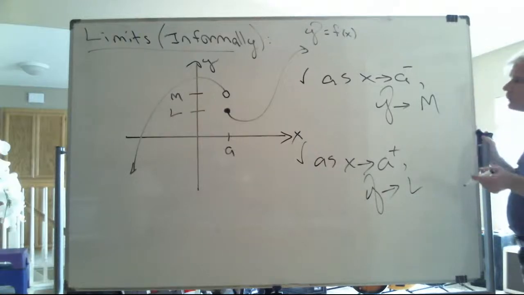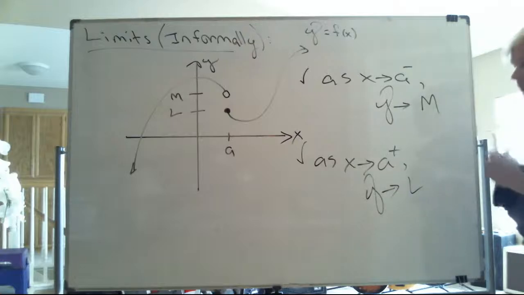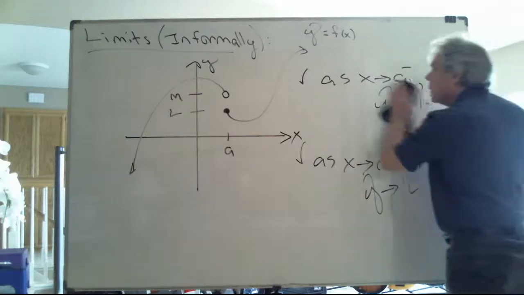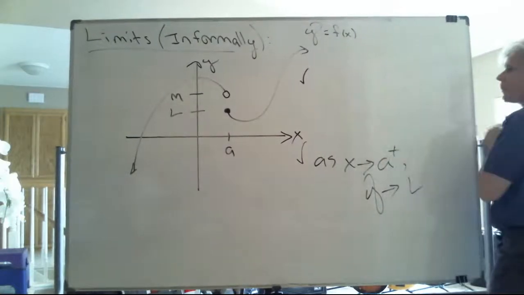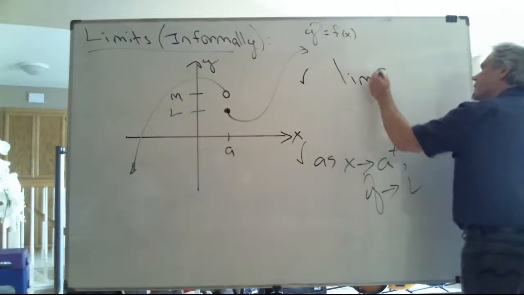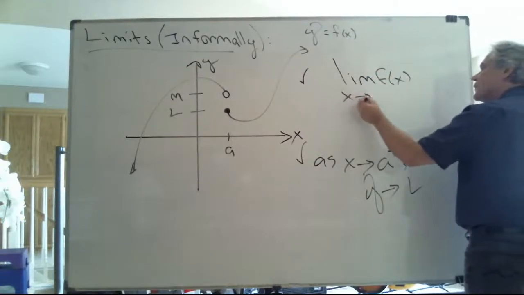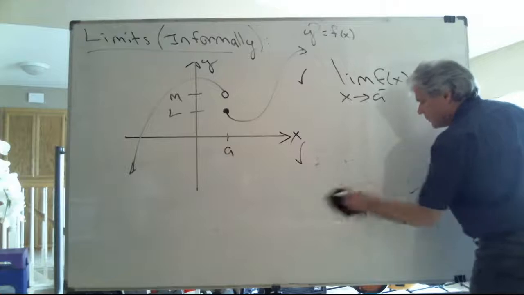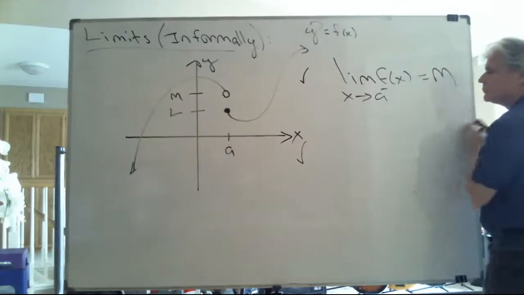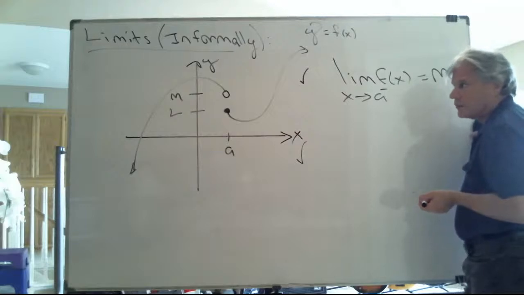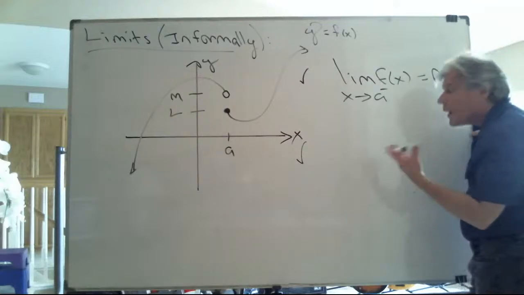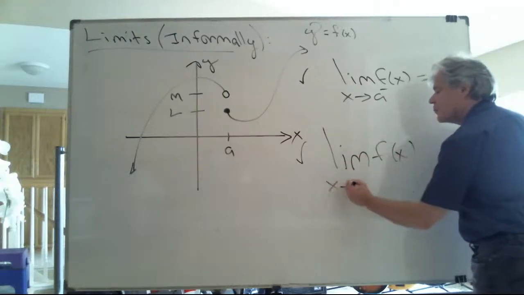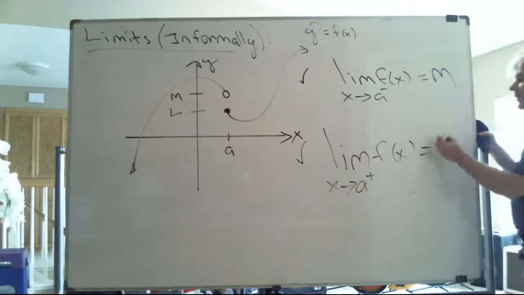But I don't like the notation, so I'd like to tie up the notation a little bit tighter. Instead of writing all this out, I will equivalently say that the limit of f of x as x approaches a from the left-hand side is indeed equal to n. And I will likewise say that as x approaches a from the right, the y values approach L, or write more concisely, the limit of f of x as x approaches a from the right-hand side is indeed equal to L.